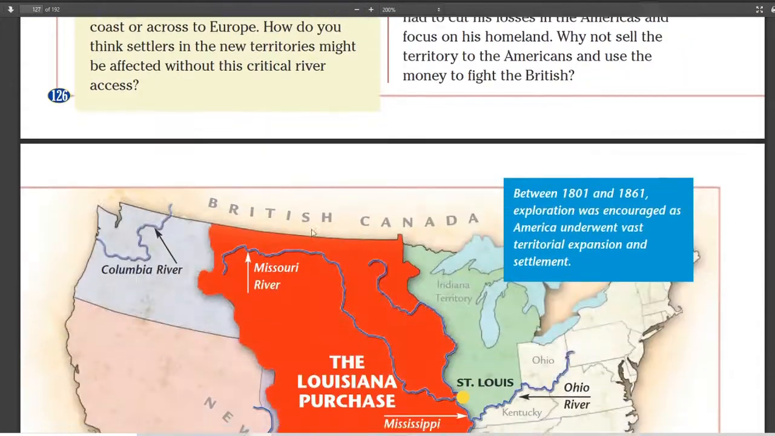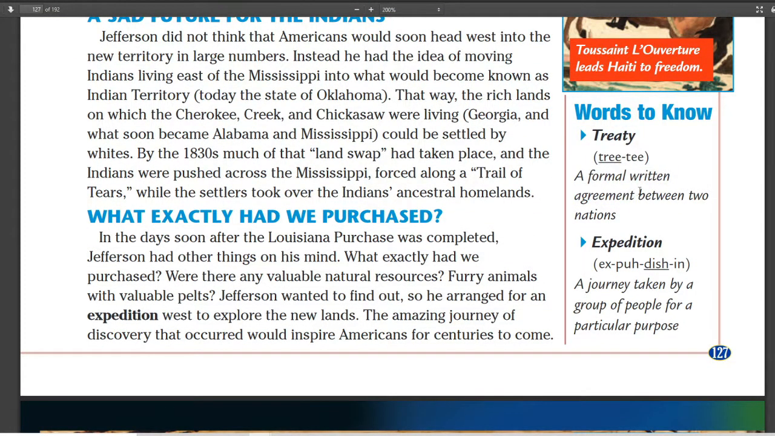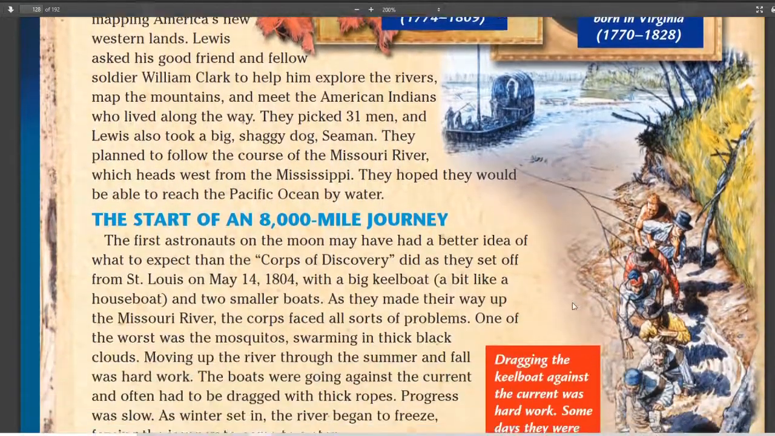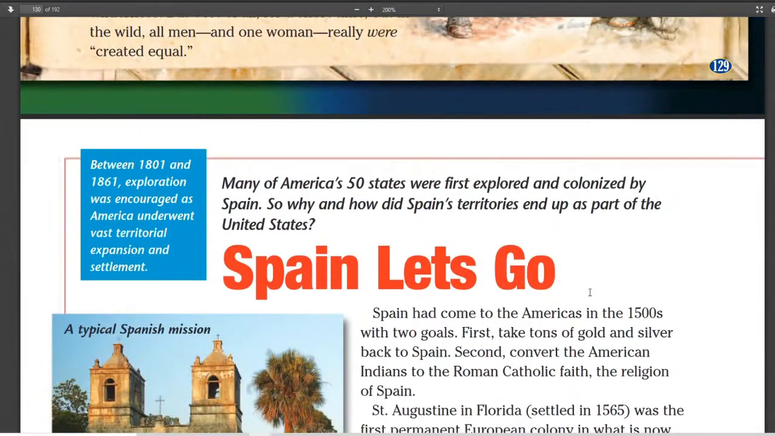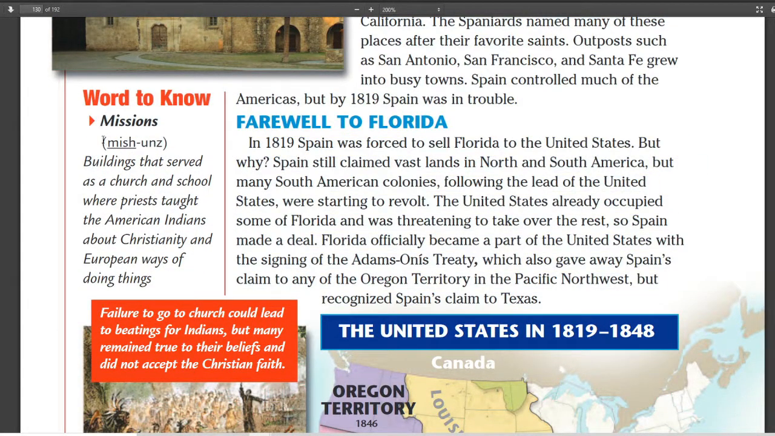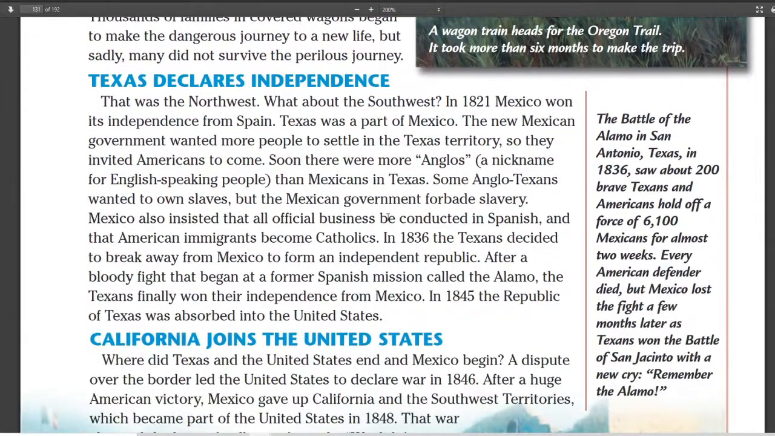All right, so other things that we should know, definitely know your vocabulary words. Treaty, formal written agreement between two nations. Expedition, a journey taken by a group of people for a particular purpose. Then Lewis and Clark, they were helped by a number of people, especially Sacagawea here. And know your vocabulary. Missions, buildings that served as a church and school where priests taught the American Indians about Christianity and European way of doing things. We've already talked about the Adams-Onis, Oregon, Texas, California.